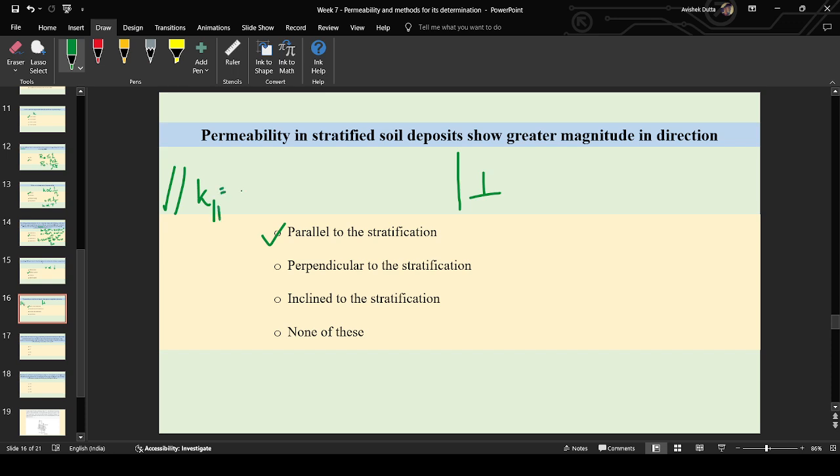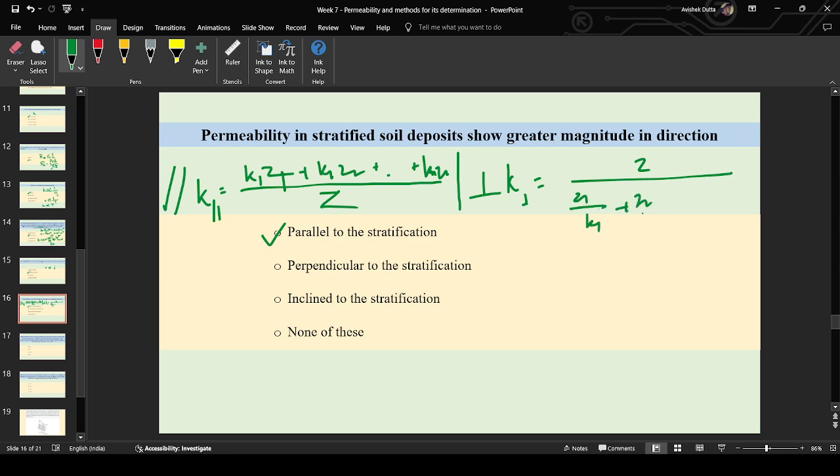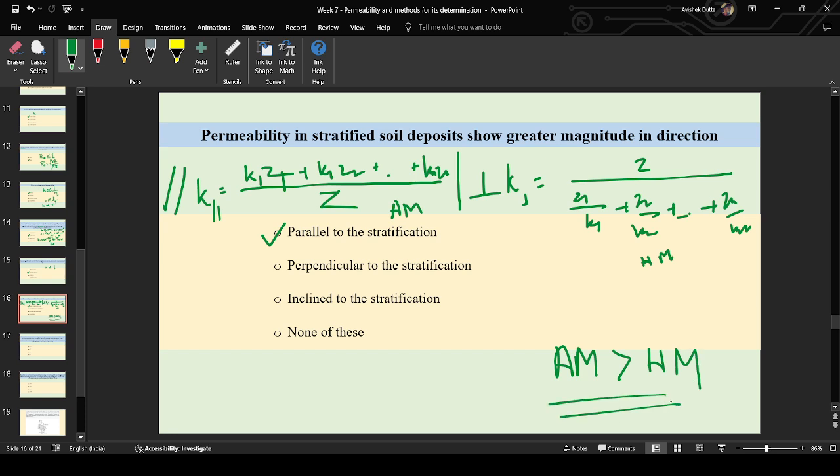K parallel, what is the formula? If suppose there are n number of layers, so K1 Z1, K2 Z2 plus dot dot dot up till Kn Zn, divided by the total thickness. What is K perpendicular? Total thickness divided by Z1 by K1 plus Z2 by K2 plus up till Zn by Kn. The first is the arithmetic mean, the second is the harmonic mean. So arithmetic mean is always more than the harmonic mean.